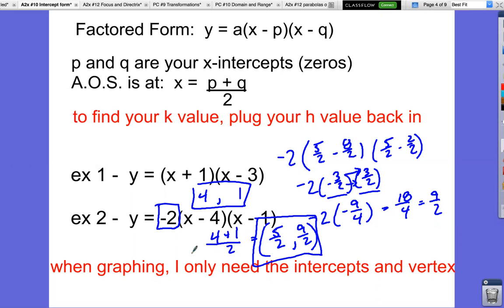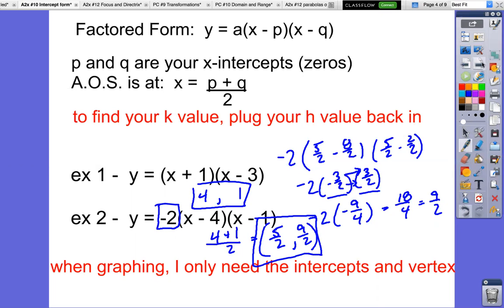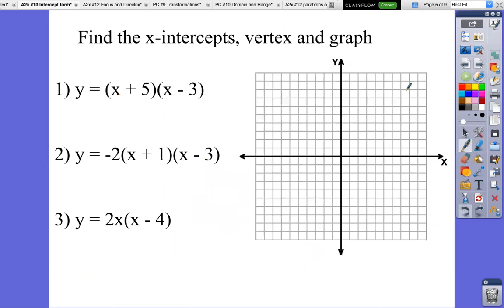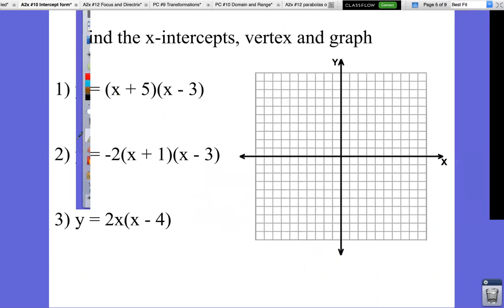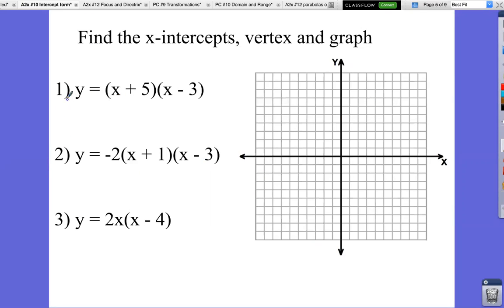I don't need anything else. You don't have to do the A, so this is actually even easier. Now we've got a few minutes left. I just want to do 2 of these with you. Maybe we've got time to do all 3. So let's quickly do number 1.